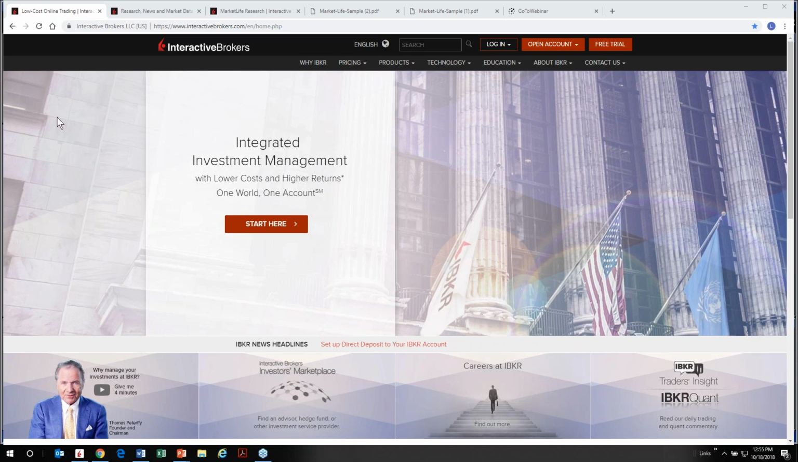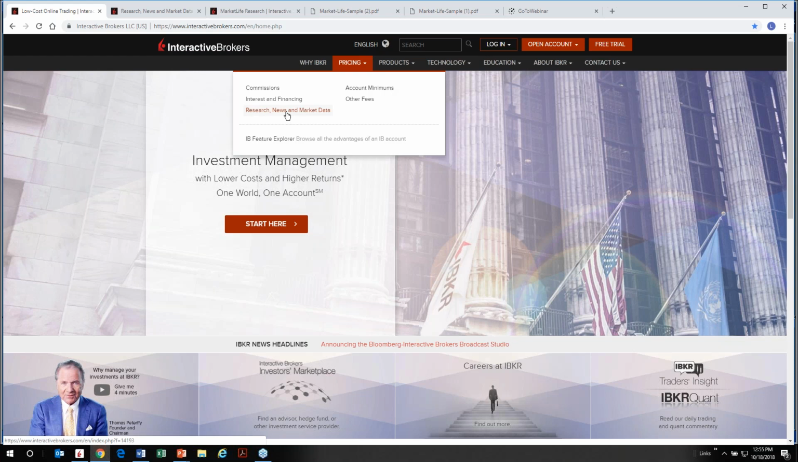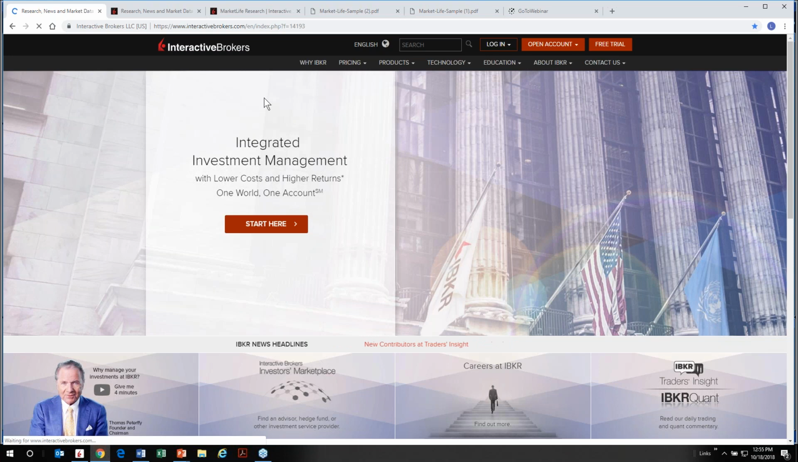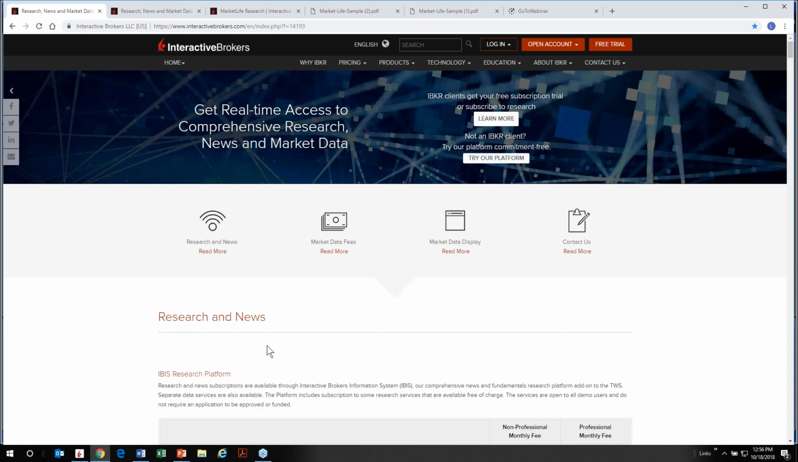Now, I do want to show you that Market Life Trading is available on the Interactive Brokers platform. You can access the information underneath our pricing menu. Notice here, there's research, news, and market data. From this window, you'll be able to access any of the subscription items that we have available.